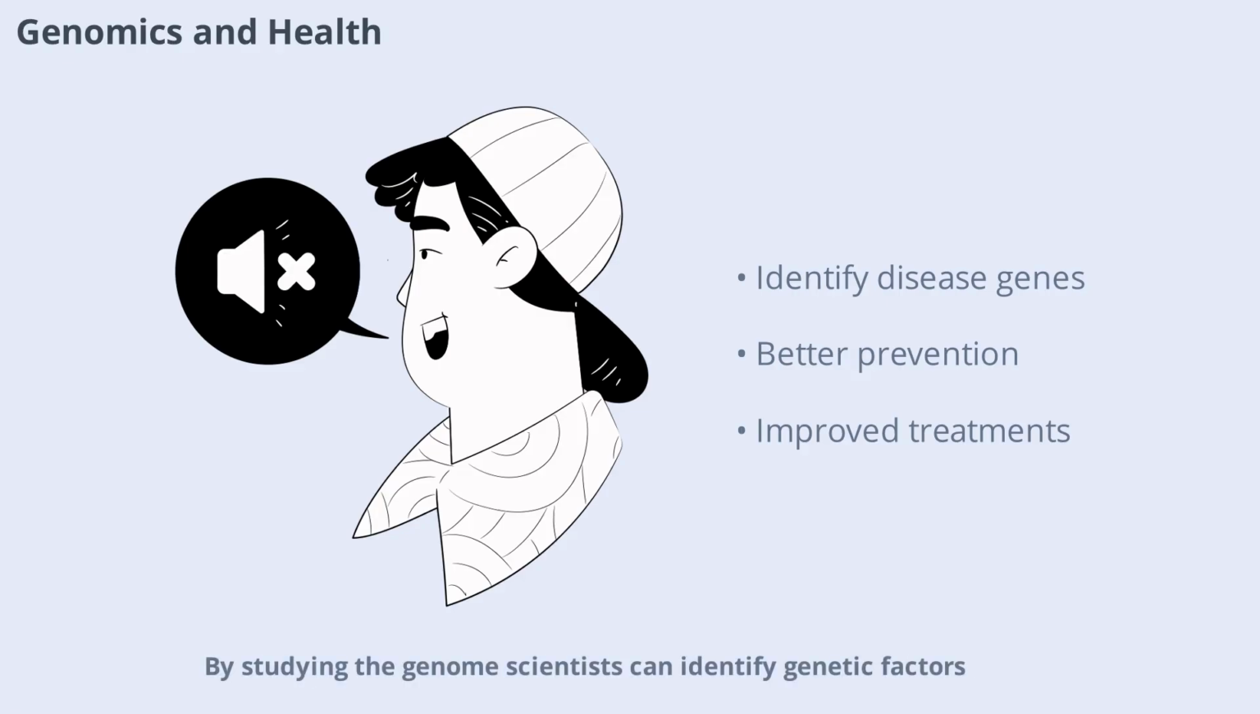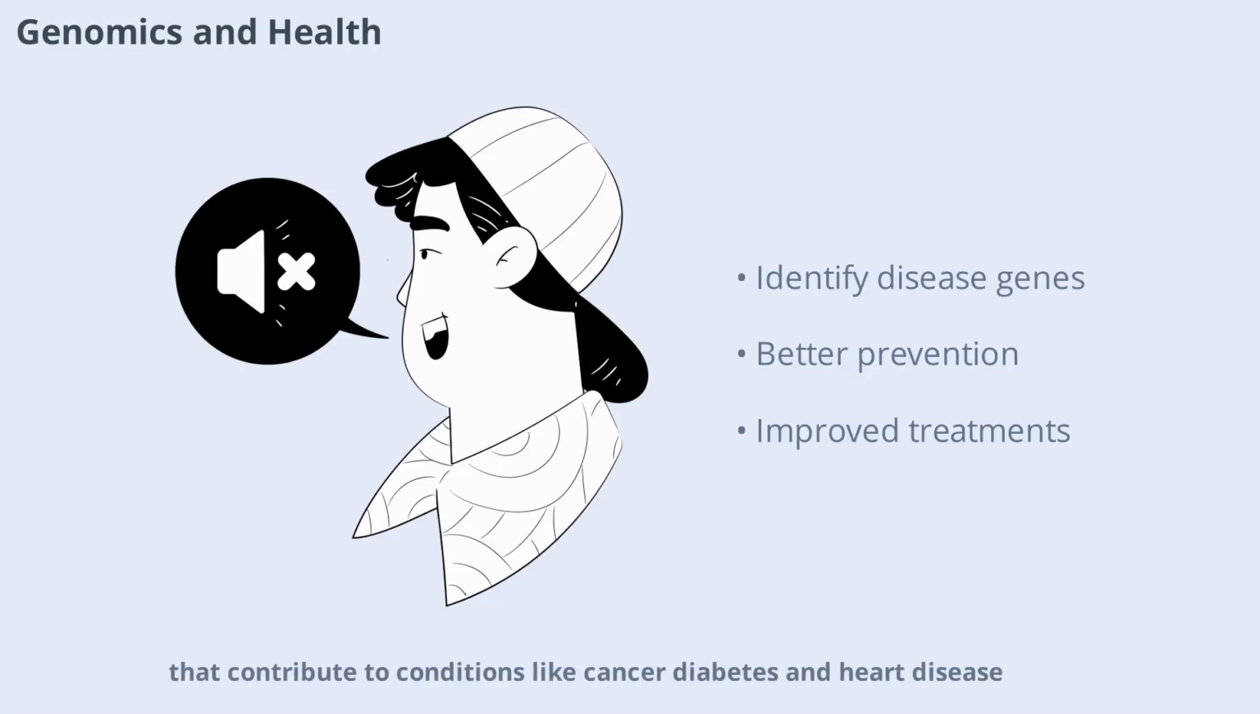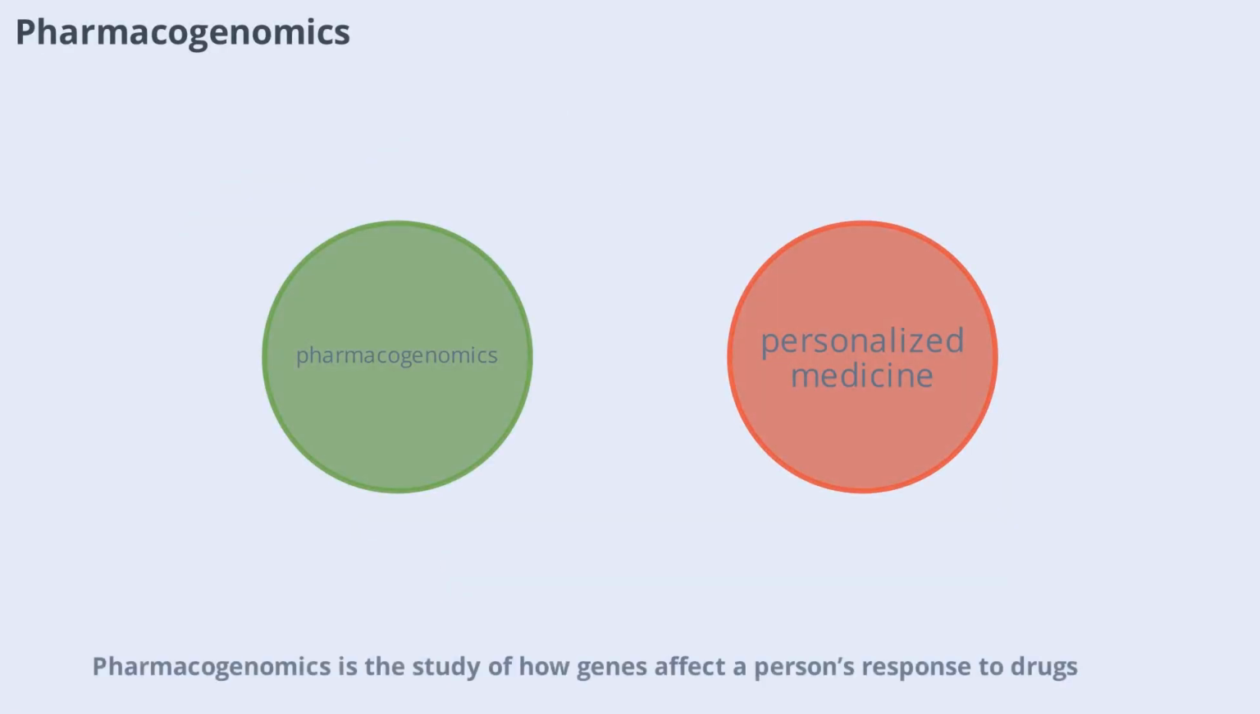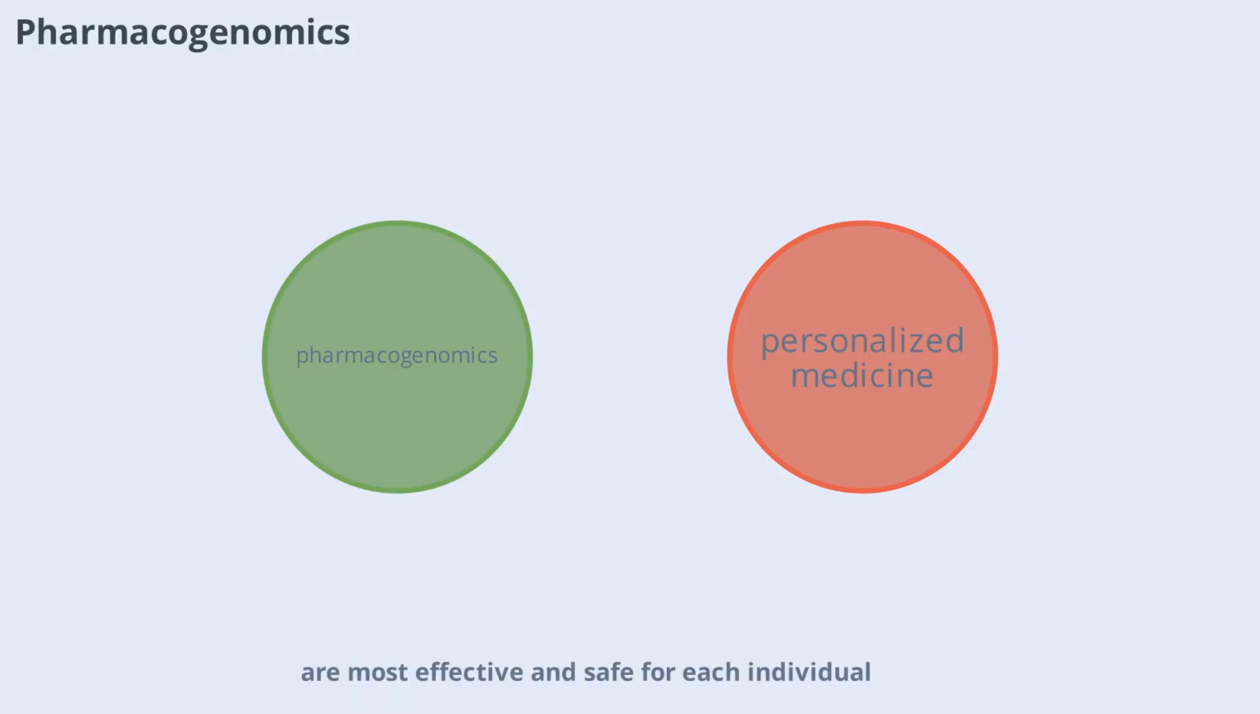By studying the genome, scientists can identify genetic factors that contribute to conditions like cancer, diabetes, and heart disease, paving the way for better prevention and treatment strategies. Pharmacogenomics is the study of how genes affect a person's response to drugs. This field helps doctors choose medications that are most effective and safe for each individual, reducing side effects and improving outcomes.